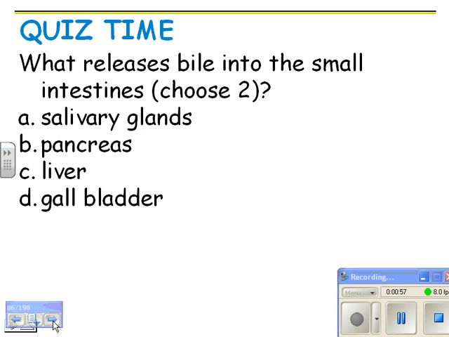What releases bile into the small intestine? So I just gave that one away. That's the liver and the gallbladder.